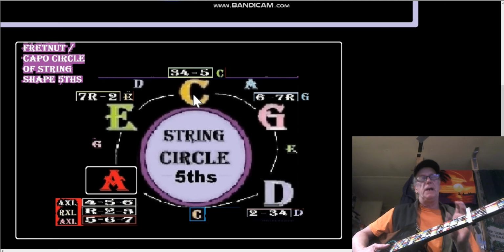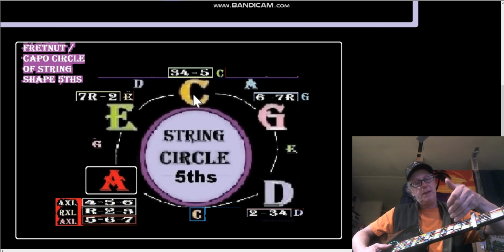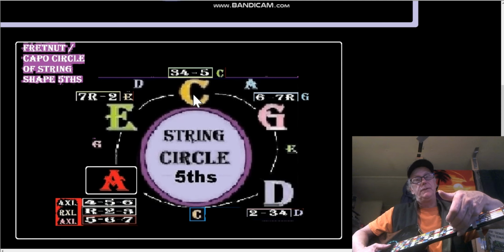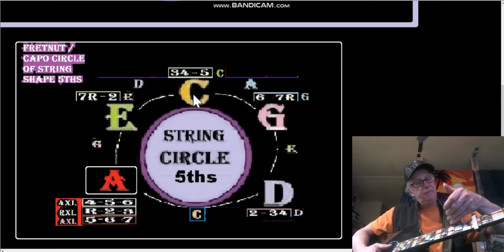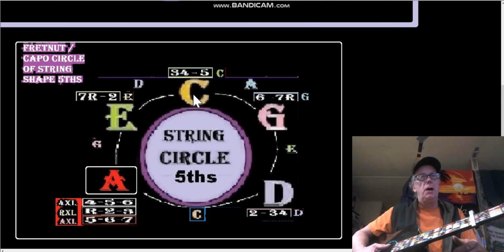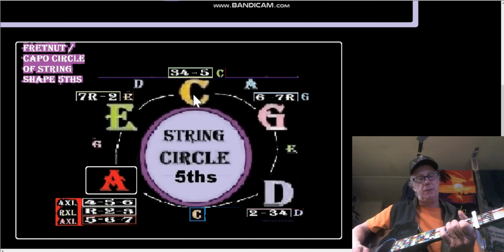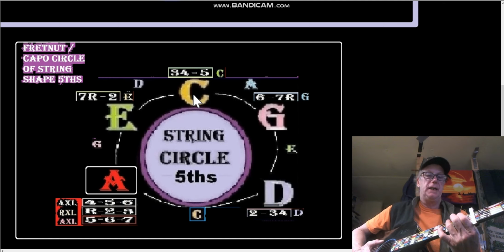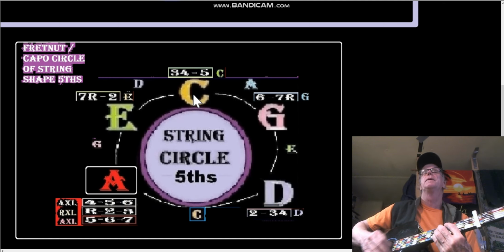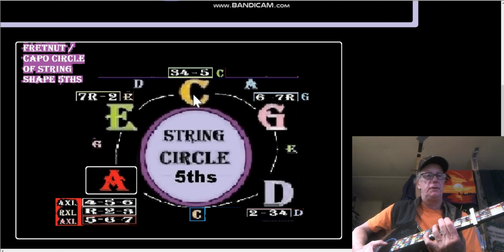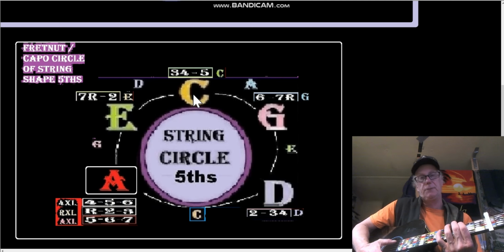The wonderful thing about string shapes is you can apply them to the individual strings as if each individual string was the bottom of a positional cage. So the C string shape is the bottom of the C cage. The A string shape, we're going to hop over to A for a second, is the bottom of the A cage, the A position. Whatever you want to call it, the A-shaped position.